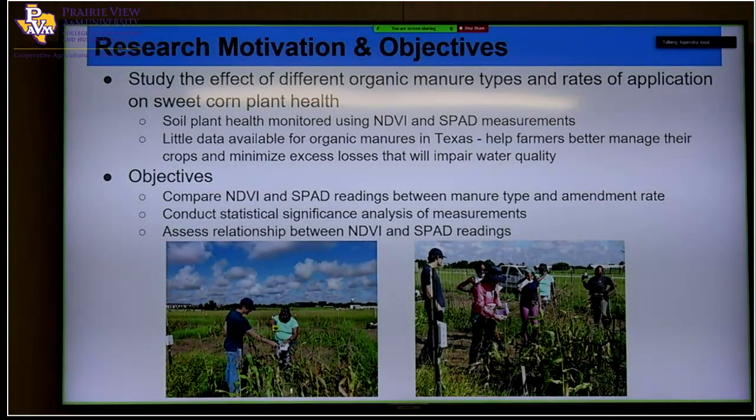So the research motivation and objective of this project is to study the effects of different organic manure types and rates of application on sweet corn plant health. We do this by monitoring plant health using NDVI and SPAD measurements. The little data that is available for organic manure in Texas helps farmers better manage their crop and minimize excessive nutrient loss that will impair water quality. And the objective is to compare NDVI and SPAD readings between manure types and amendment rates, and assess the relationship between NDVI and SPAD readings.